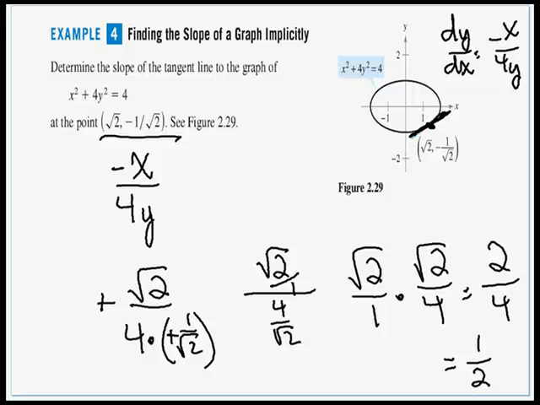Okay, example 5, sort of in the same vein. Here it is. Reading the directions is huge in any math problem, especially in calculus. Here the directions say determine the slope of the tangent line at this point. They did not ask us to find the implicit derivative. They did not ask us to find the equation of that tangent line. So we can just focus in on exactly what they want us to do.